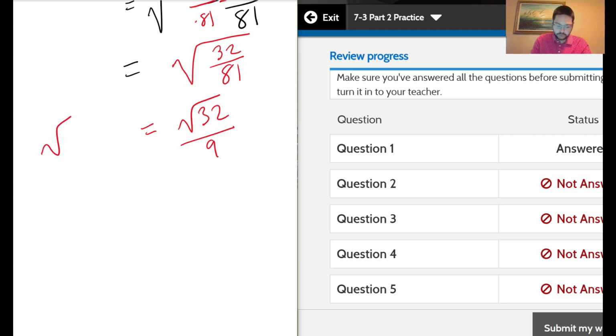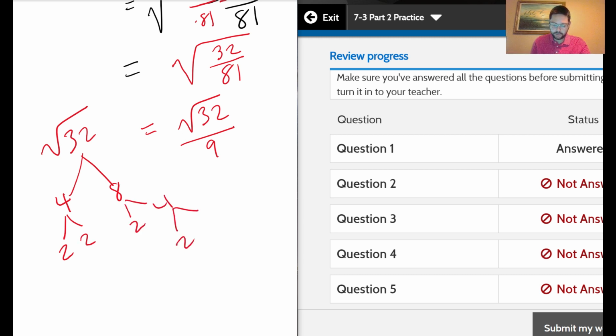But let's break down the square root of 32. Again, I'm not going to give you ones on the quiz where you have to break down the square root or anything like that. Trying to make it simple. Okay, but this is just a practice. All right. So this breaks into 4 times 8. 4 is 2 times 2, and then 8 is 2 times 4, and then we got another 2 times 2.